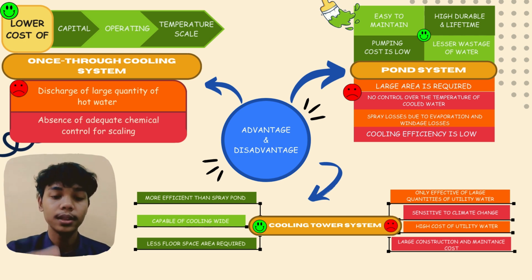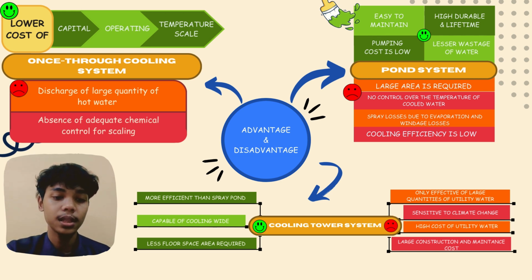Next, the advantage of the spray pond system is that it is easy to maintain and has high durability and lifetime. It also lowers the pumping costs and reduces water wastage due to its reliance on a large body of water. However, its disadvantages include the requirement of a large area and lack of control over water temperature. Additionally, it leads to spray loss from evaporation and windage losses, ultimately resulting in low cooling efficiency.